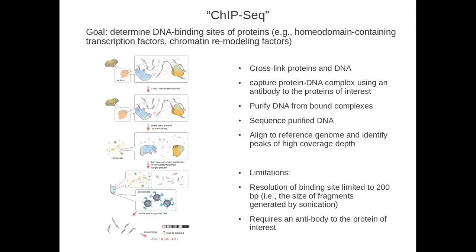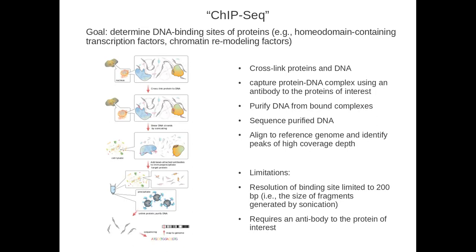So one application maybe you haven't heard of is what's called ChIP-seq, or chromatin immunoprecipitation sequencing. The goal here is to detect the DNA binding sites of classes of proteins like transcription factors or chromatin remodeling factors that actually physically bind to the DNA. So the protein binds to the DNA, and we want to know where an individual protein binds to the DNA in this type of experiment.